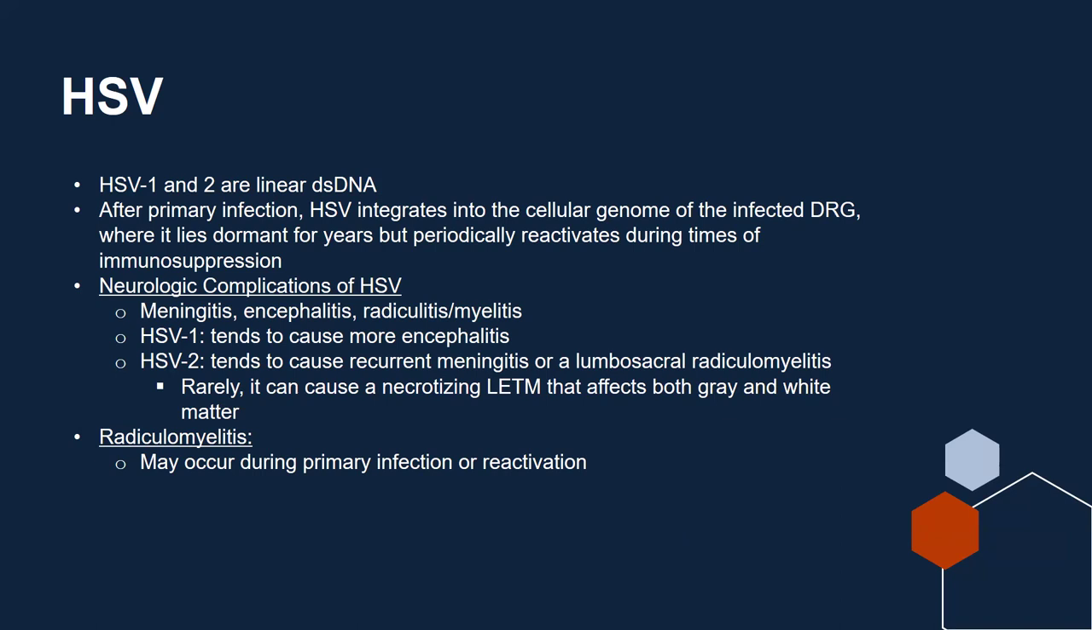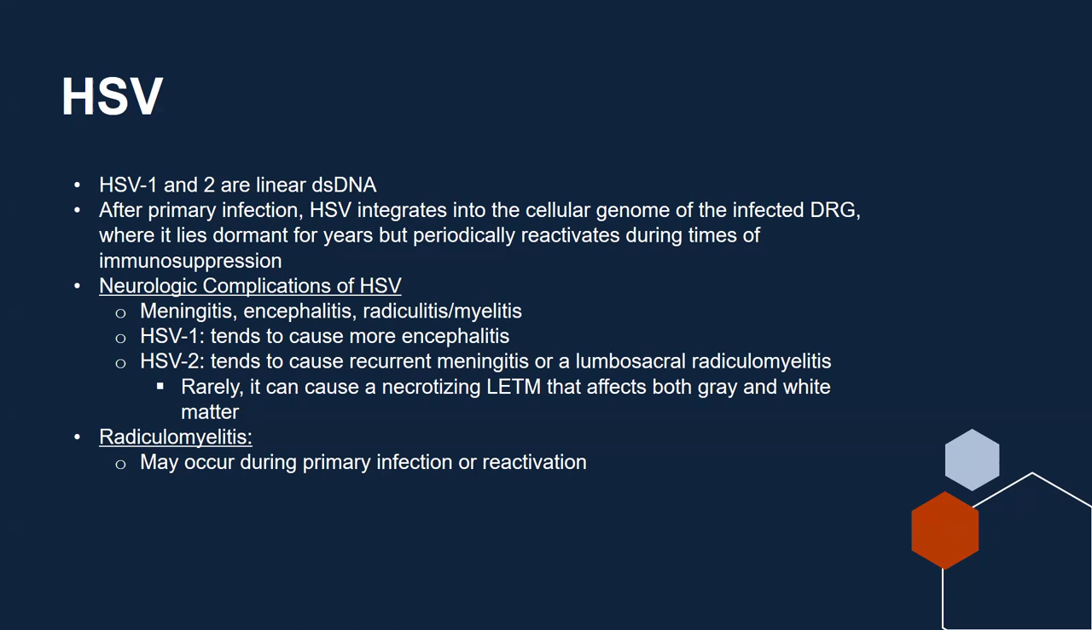HSV-1 and 2 are both linear double-stranded DNA viruses. After HSV causes a primary infection, it integrates into the cellular genome of the infected dorsal root ganglia, and then it can lie dormant there for years and reactivate periodically during times of immunosuppression. HSV-1 tends to cause more of an encephalitis, whereas HSV-2 tends to cause a recurrent meningitis or lumbosacral radiculomyelitis, and rarely HSV-2 can cause a necrotizing, longitudinally extensive transverse myelitis that affects both the gray and the white matter.